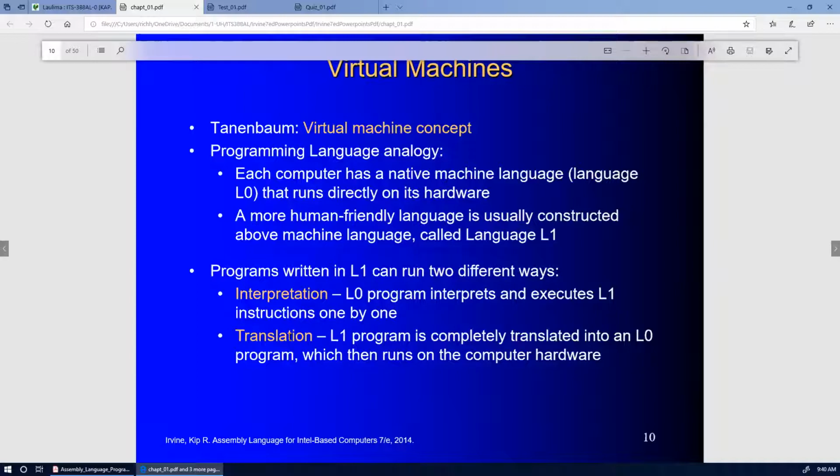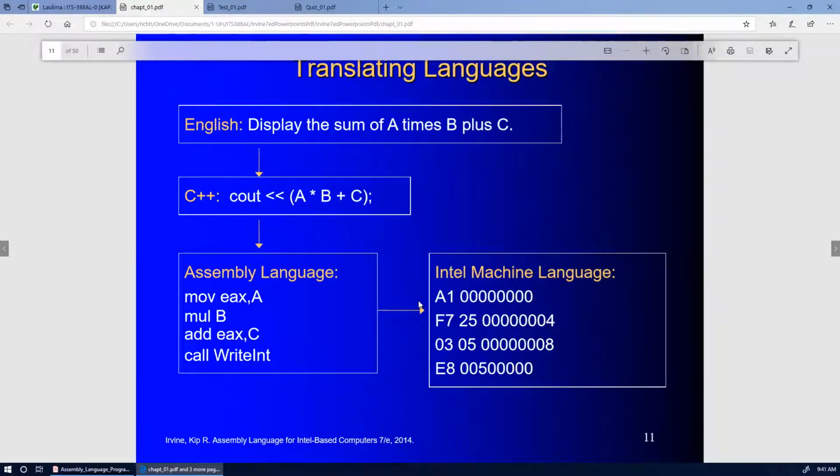Translation is usually more efficient and produces faster code because you can do some optimization. But interpretation has many conveniences. So here's an example of how that works. We have a C++ statement, and that gets translated into assembly language. And the assembler translates that into the ones and zeros.